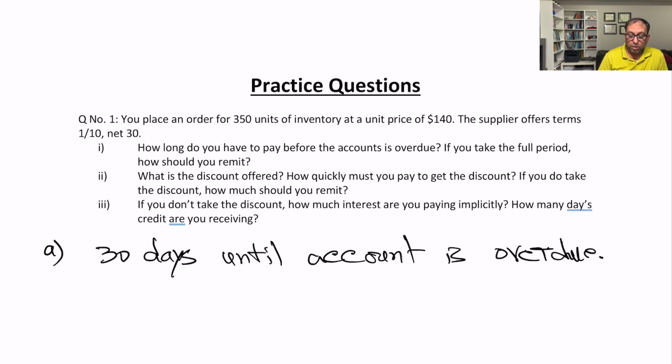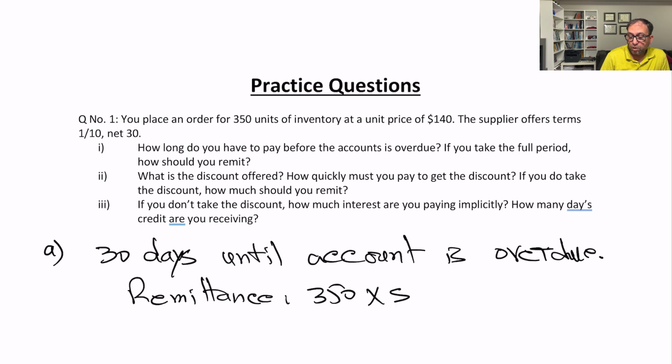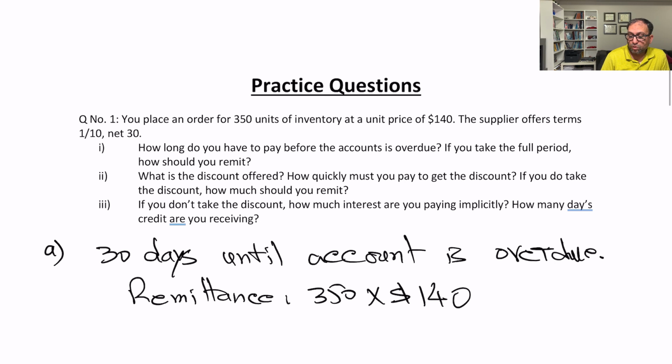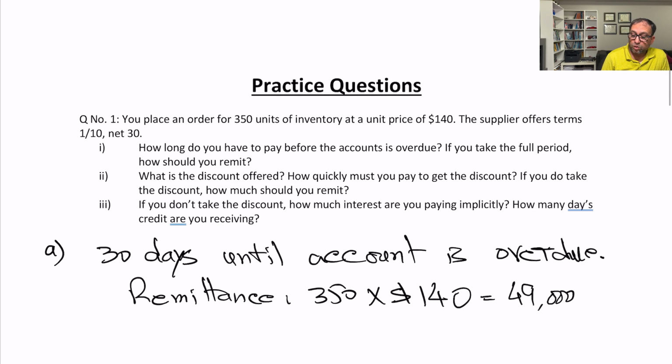How much do we have to remit if we are taking the full period? The remittance is $140 times 350 units, which is going to be $49,000. That is our first part of the question.